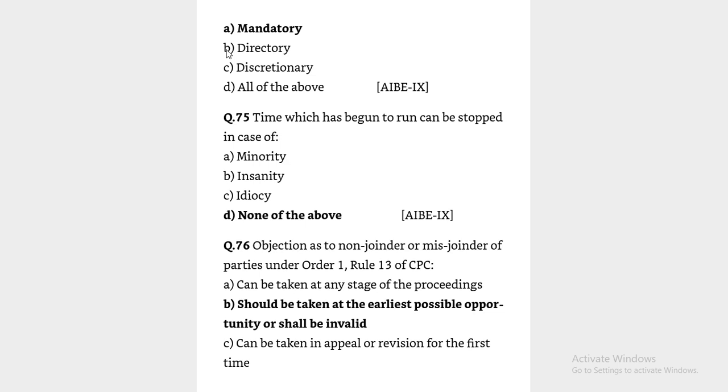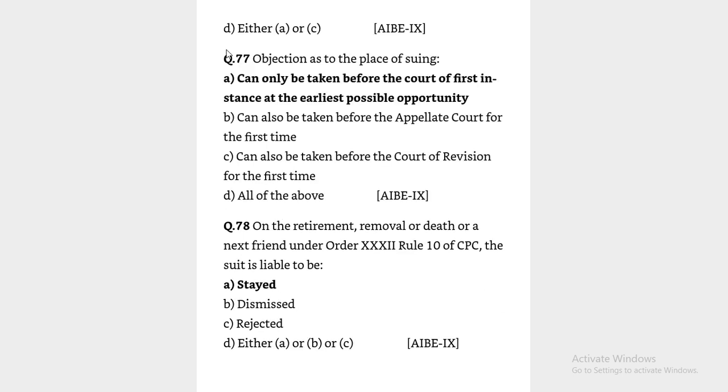Objection as to non-joinder or misjoinder of parties under Order 1 Rule 13 of CPC should be taken at the earliest possible opportunity, otherwise it shall be invalid. Objection as to the place of suing can be taken only before the court of first instance at the earliest possible opportunity. On the retirement, removal or death of a next friend under Order 32 Rule 10 of CPC, the suit is liable to be stayed.